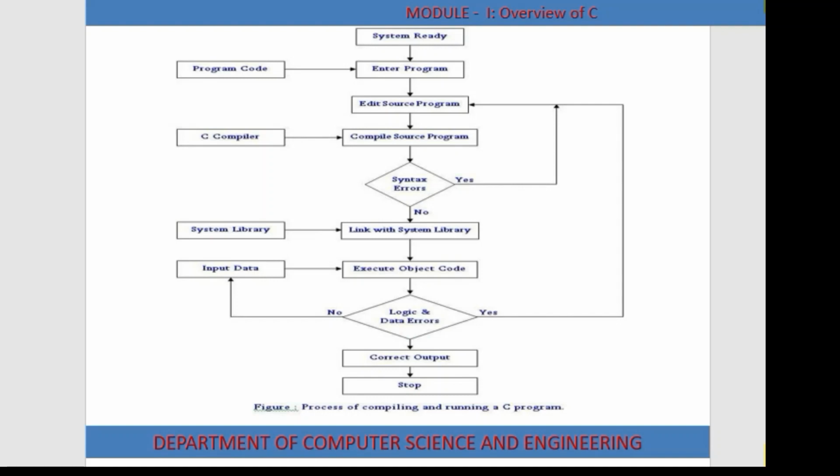Step 4, executing the program. After completing compilation successfully, an executable file is created with .exe extension. The processor can understand this .exe file content so that it can perform the task specified in the source file.